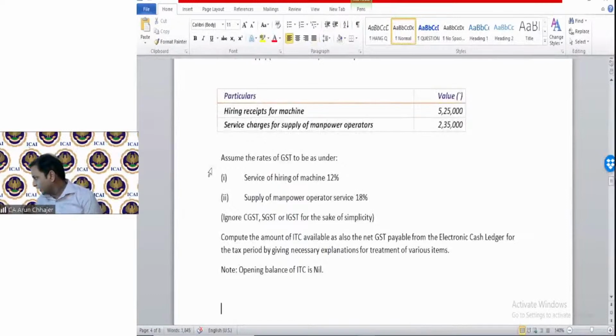The answer is no, it is not correct. The simple point which we have already discussed: the hiring and the manpower operator is the composite supply. So the rate which is applicable on the hiring, the same rate would be applied on the service charge for the supply of the manpower operator. Correct? So this becomes irrelevant. Compute the amount of the ITC available and net GST payable from the cash ledger. Okay, opening balance is nil.